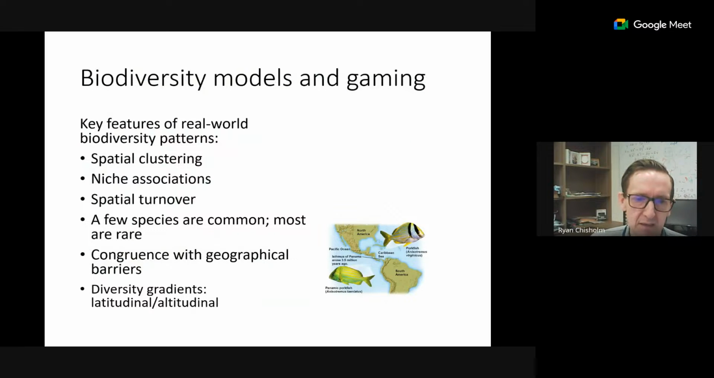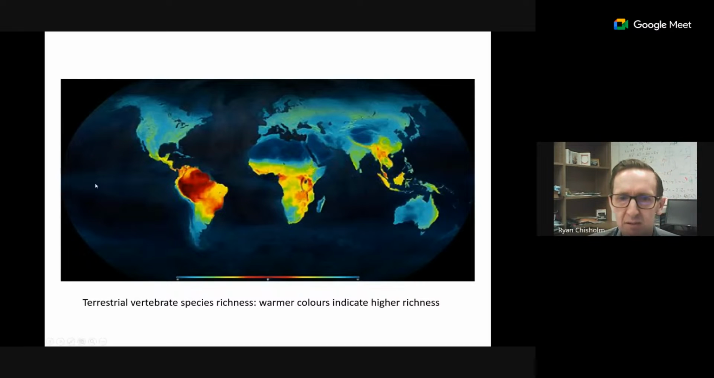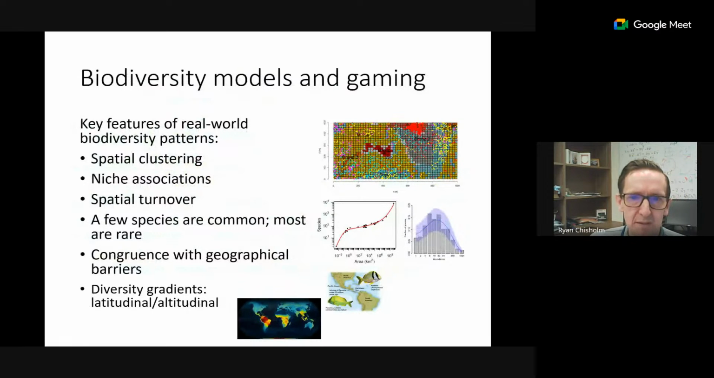Diversity gradients, latitudinal, altitudinal are two of the most widely known ones. Latitudinal biodiversity gradient just means that we have more species in the tropics. Right? This is for terrestrial vertebrates. You can see that very clearly here. There's more species in, say, the Amazon or in Southeast Asia, where I am, than there are in temperate zones. Okay, so we might want to get all these things from a decent biodiversity simulator.